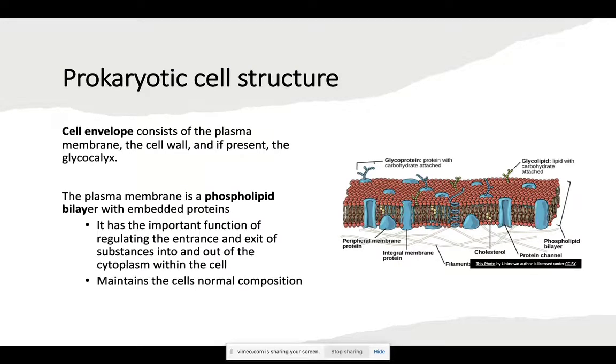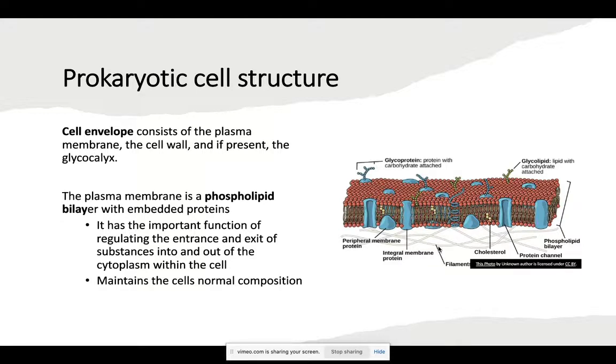Prokaryotic cell structure. So we have a cell envelope, which consists of three different portions. You have the plasma membrane, the cell wall, and if it's present, the glycocalyx. What is important for you is I want you to know what the plasma membrane is composed of. It's composed of a phospholipid bilayer. You have these hydrophilic heads and hydrophobic tails, as you can see in the orientation here. The hydrophilic, polar, water-loving heads are oriented towards the cytoplasm, and on the outside portion here. And then you have these hydrophobic tails. This is going to be responsible for the permeability.